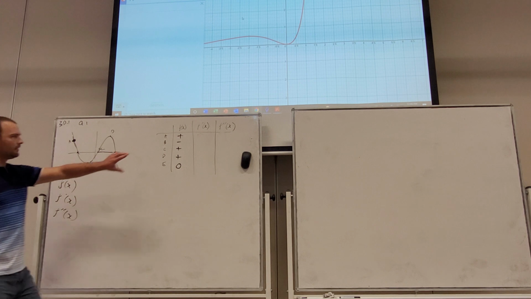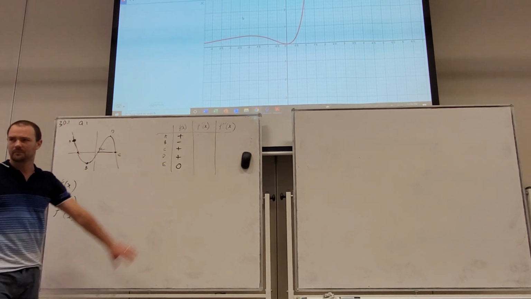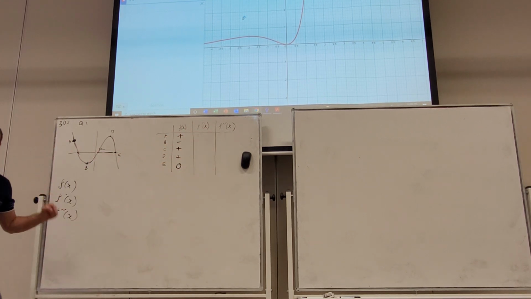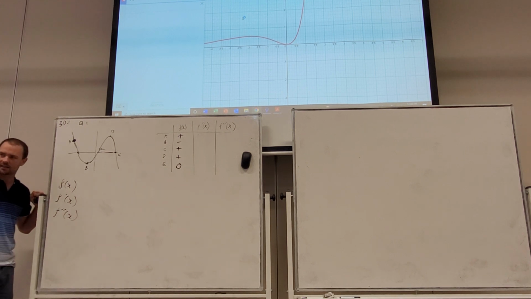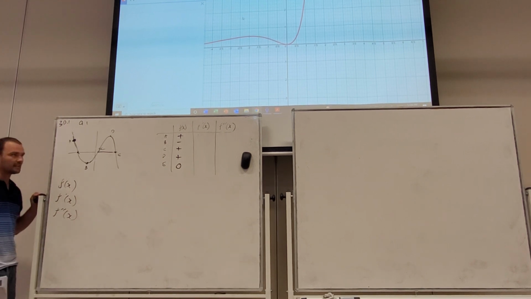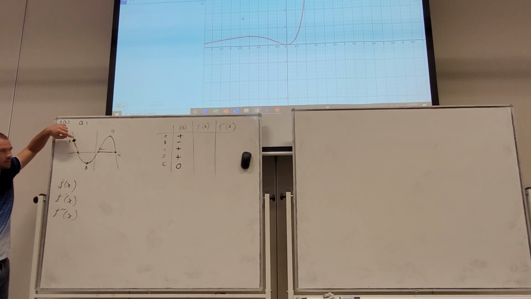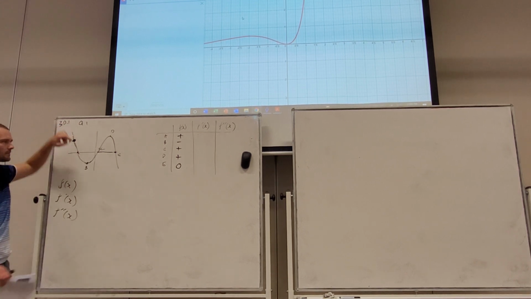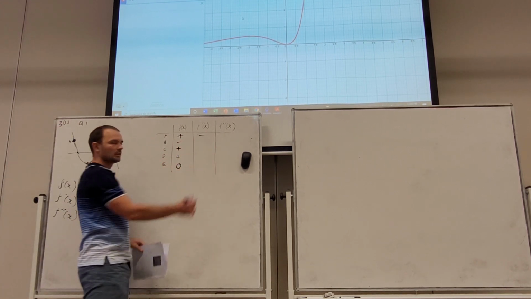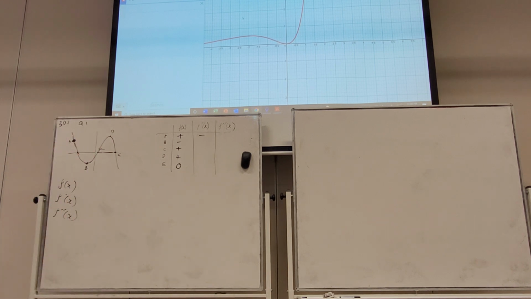Okay, now we're going to fill in the f dash of x column. Now remember, f dash of x is the slope. So it's telling us when it is increasing and when it is decreasing. Let's consider point A. You can look at it, you can see we'd be going downhill. If we were to walk along there, you'd be going downhill. At point A, we have negative slope. The slope is negative because you would be walking downhill if you were to walk past it.